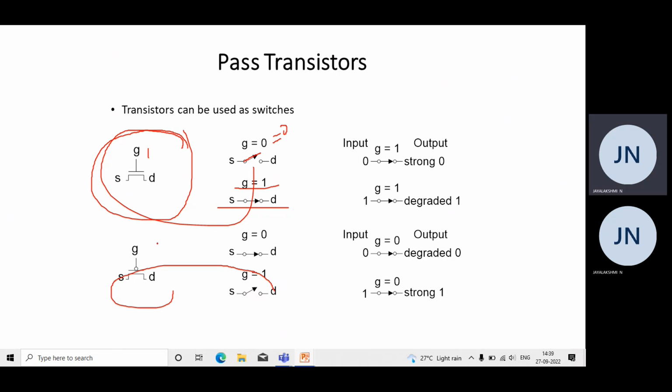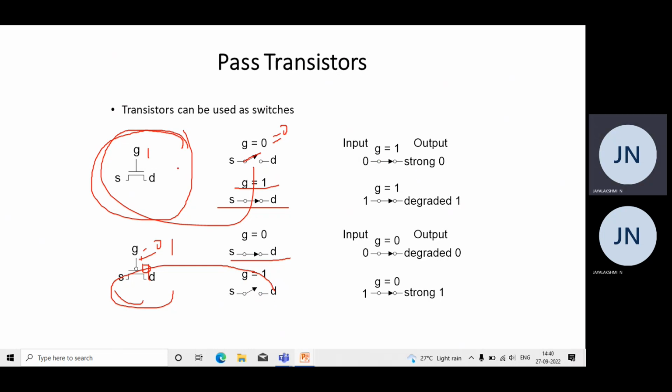Similarly, for the PMOS transistor, when we give 0, its complement is 1, the transistor is on, and there is a closed path between source and drain. And when G is equal to 1, it is complemented to 0, and there is an open circuit between source and drain.